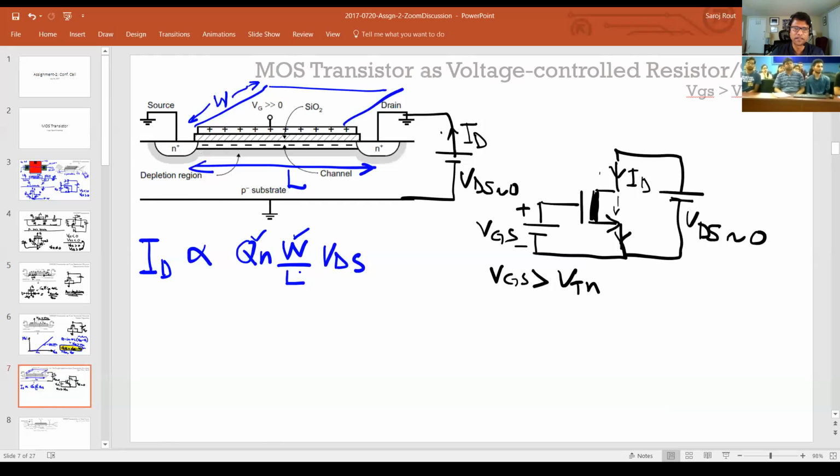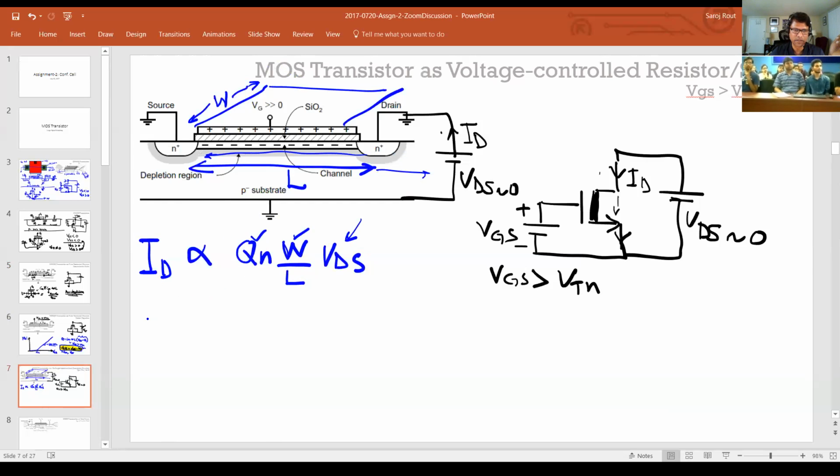Again, this W over L is nothing but resistance, because as you keep increasing this L, your resistance increases, which means that the current will decrease. As you increase W, your resistance actually decreases because you have more area now for the electrons to flow, so your current is going to increase. And obviously it's directly proportional to the electric field, which is in this direction here.